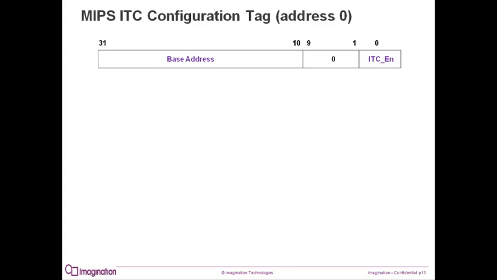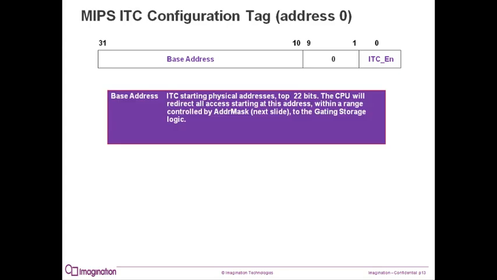The first ITC tag is located at offset 0. It contains the base address of the ITC block and the ITC enable bit. The base address should be set when you initialize the ITC block. The address uses the top 22 bits of this register, along with the address mask that I'll explain in the next slide, to determine the starting address of the ITC block.